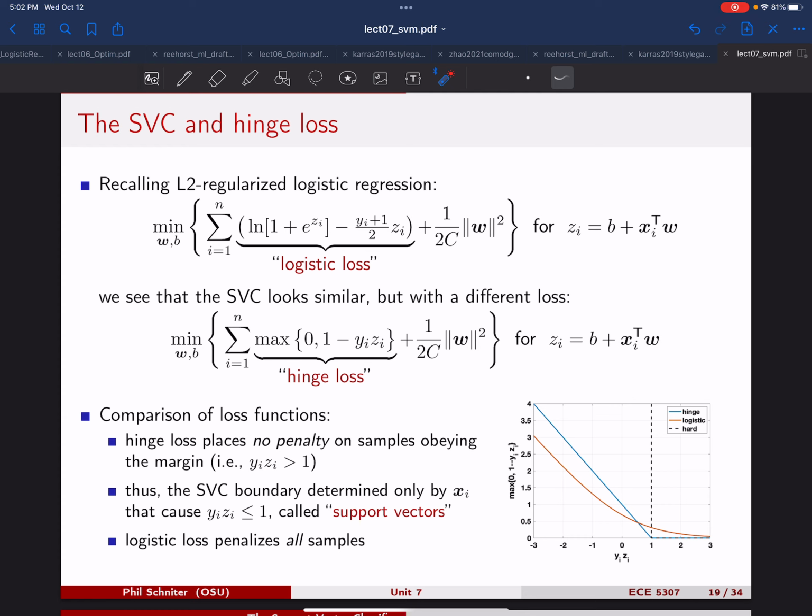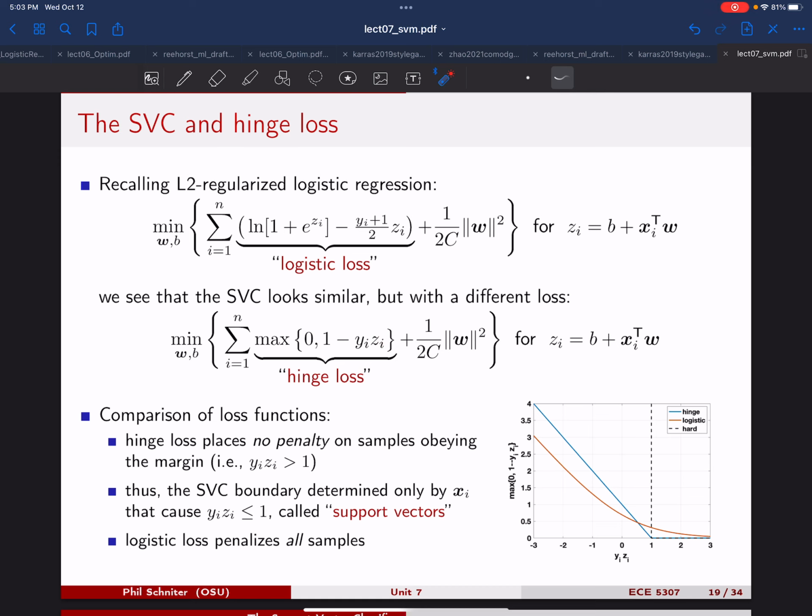Okay, so the logistic loss is this smooth red curve, and the hinge loss is this piecewise linear blue curve. As we already discussed, we're plotting this versus YIZI, the sign-corrected score. As we already noticed, when the sign-corrected score is 1 or greater, we're happy. We place absolutely no penalty on that sample. So here you can see the penalty is 0 for all these values. On the other hand, when this thing equals 0, we're right on the edge of the street.